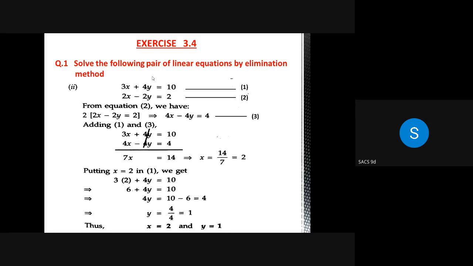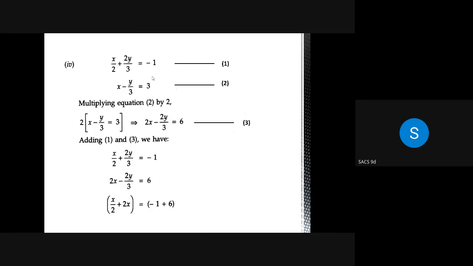So first identify which variable you want to eliminate and make the coefficients same. The next equation is x by 2 plus 2y by 3 equal to minus 1 and x minus y by 3 equal to 3. Now over here again, I want to eliminate the y term because one is having positive sign, the other is having negative sign. So again, the second equation I have multiplied entirely with 2. So it becomes 2x minus 2y by 3 equal to 6.